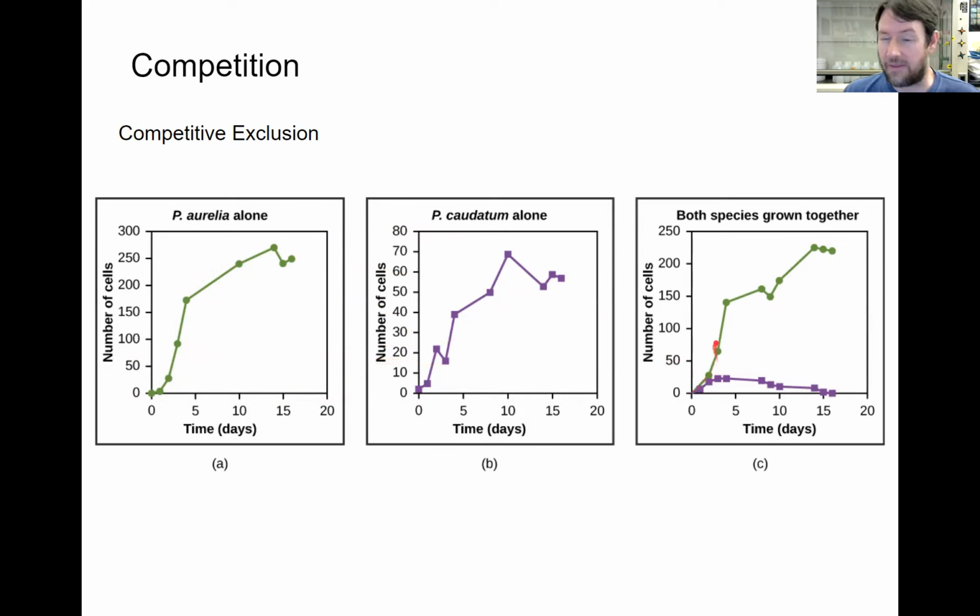Well, one of them actually does better than the other. One of them is the better competitor. Paramecium aurelia can outcompete the other Paramecium when you put them in a little tiny culture jar. After a while, you don't see any of the Paramecium caudatum. You see a lot of the Paramecium aurelia. And this is a concept known as competitive exclusion. So one of the species has excluded the other from the community.